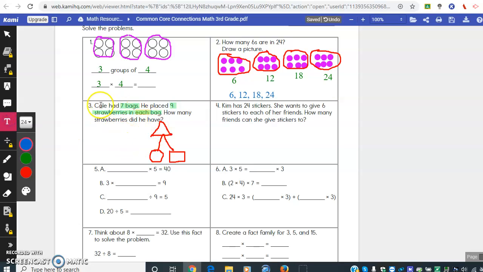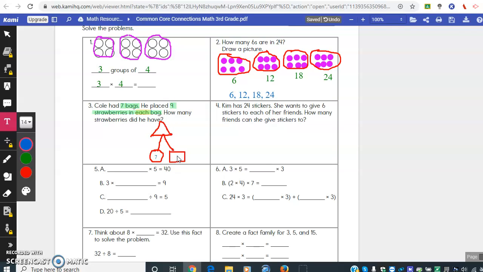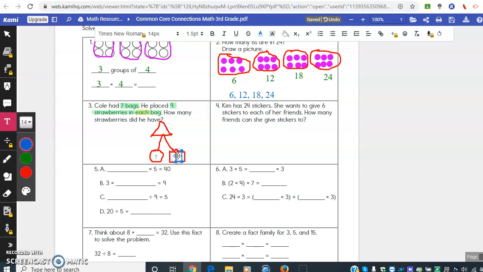So based on the story information, Cole had 7 bags. My bags are my groups, so I'm going to put that in my circle. Those are my groups. He had 7 bags, and there were 9 strawberries in each bag. This is where my "in each" information goes. 9 strawberries in each bag.